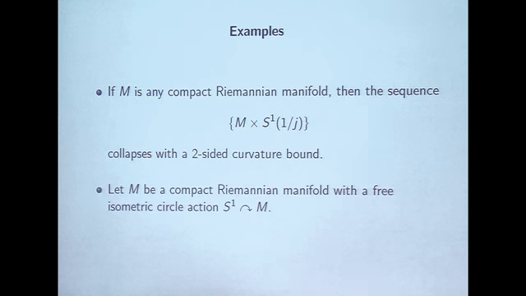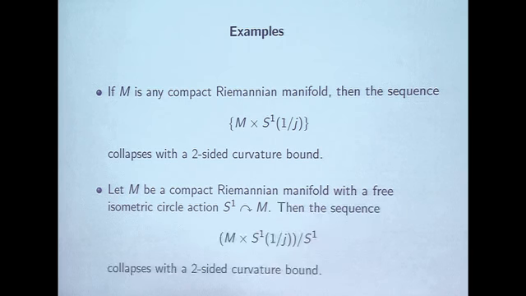A more general version of this is the following. Suppose you have a compact Riemannian manifold with a free isometric circle action. Then you can construct the following object. You take the manifold and cross it again with a circle of length 1 over J, the sequence we just saw a moment ago. Now the circle has an isometric action on M, and also an isometric action on the circle just by left translation. So we have a diagonal action of the circle on the product, and then you can form the quotient, which inherits a natural quotient Riemannian metric.